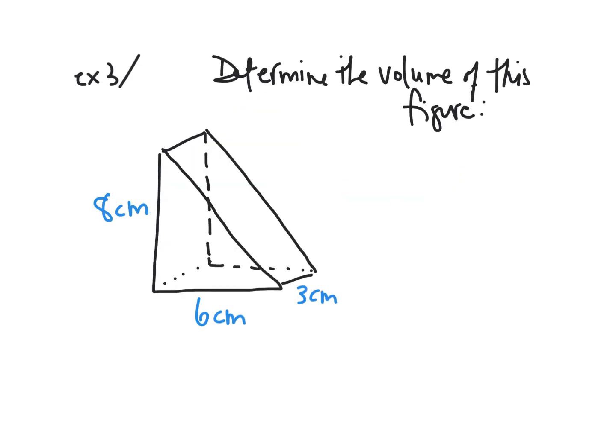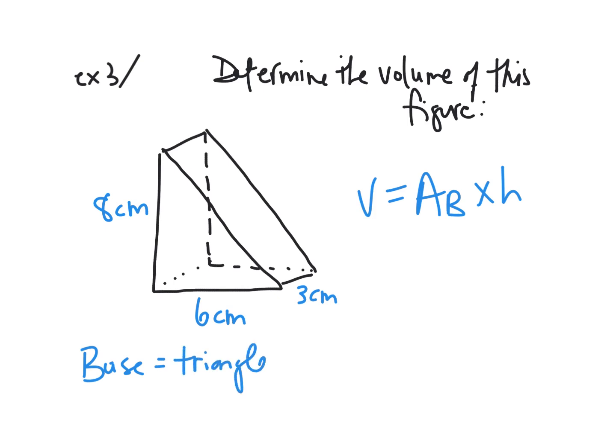Okay, example 3, determine the volume of this figure. And this time we have a triangular prism. Okay, same general formula. We're going to look for the area of the base times height. Even though it's a triangular prism rather than a rectangular prism, it really doesn't matter. Let's just assign, though, in this case, that the base must be the triangle, okay? So let's make the base the triangle on any triangular prisms. Okay, it's going to be a lot simpler that way.